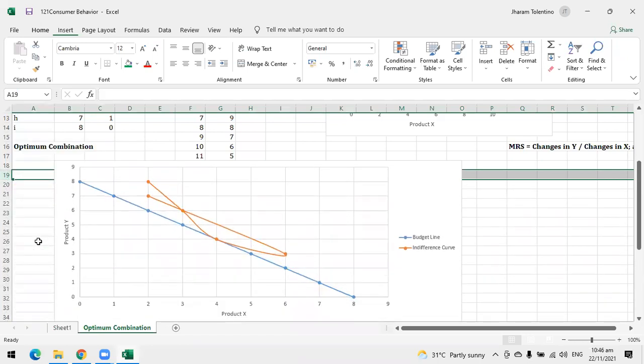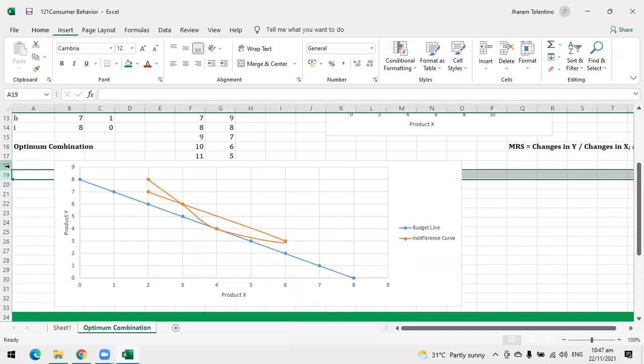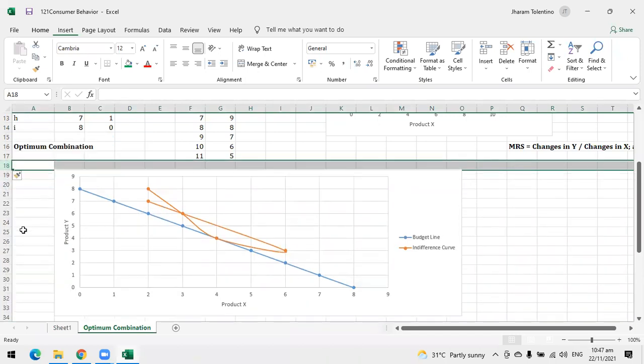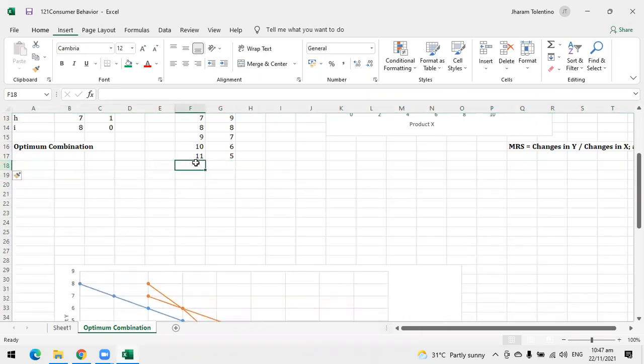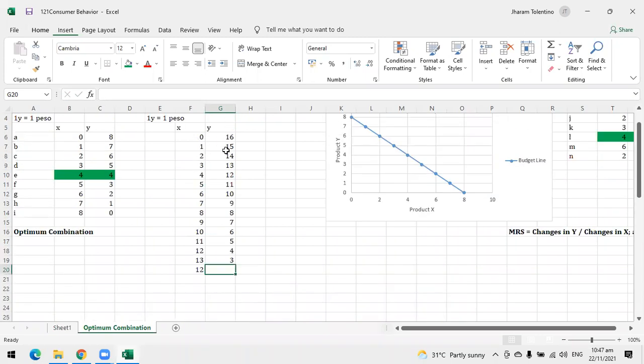Ay, change. Solve this. 12, 4. 13, 3. Ano ba? Dapat 16, 16 eh. 16, 15, 14, 13, 12, 11, 10, 9, 8, 7, 6, 5, 4, 3, 2. Ayan.